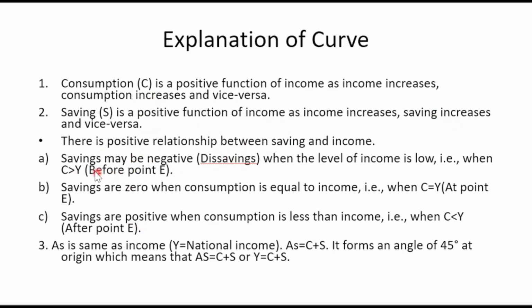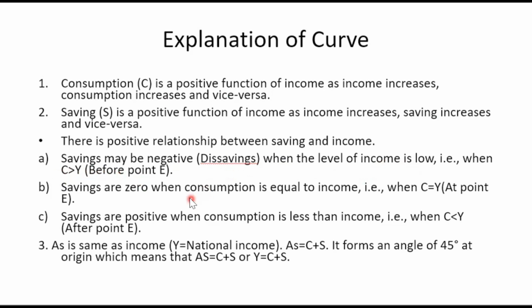What are they? First, or A, saving may be negative. And when will this negative saving exist? When the level of income is lower in comparison to consumption. And that was before the break-even point. We have seen in the graph, isn't it? Before point E, consumption was greater than income. So this portion is known as dis-saving.